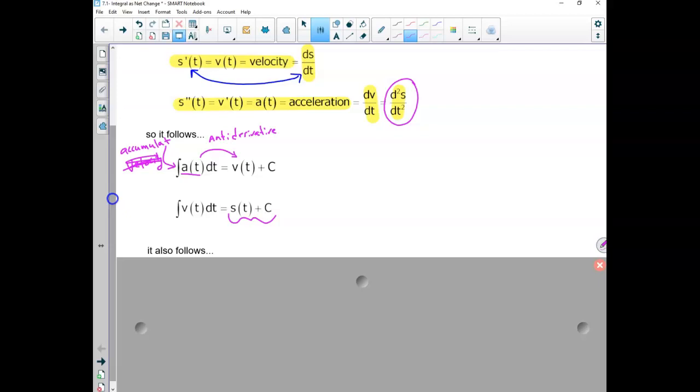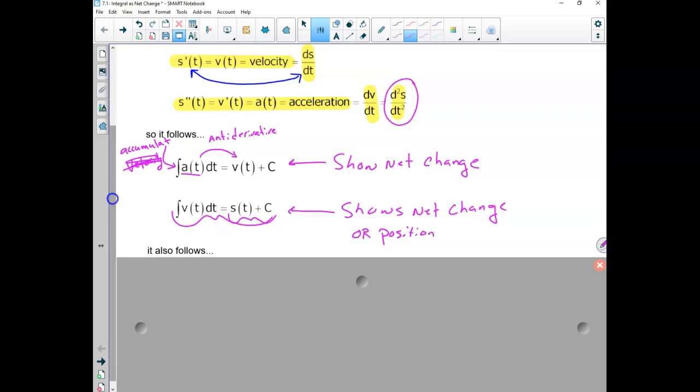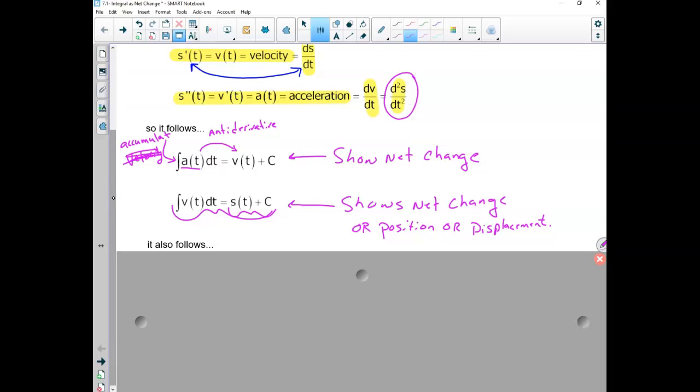Now, also, it's important to know that this right here, they both show net change, okay? They both show net change. And this one also shows a net change. And in this case, down here, if I integrate velocity and I show a net change, that's going to show position, or it's going to show me displacement. And that's kind of what we're looking at today, as we're cruising along, which one am I looking at, okay?